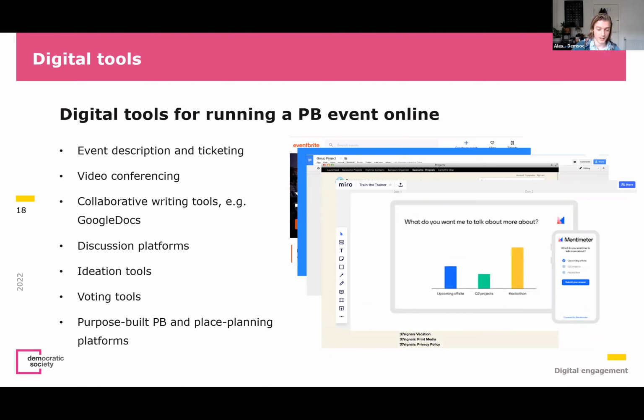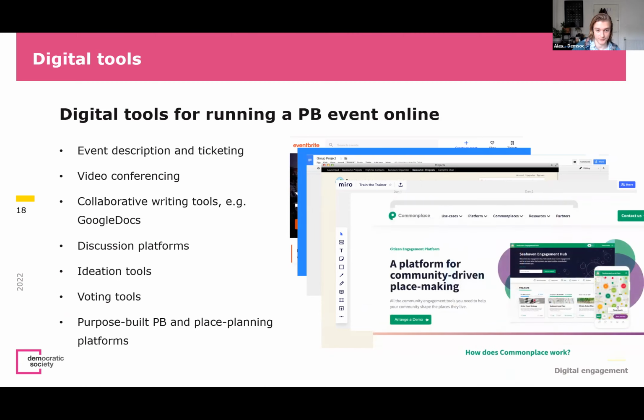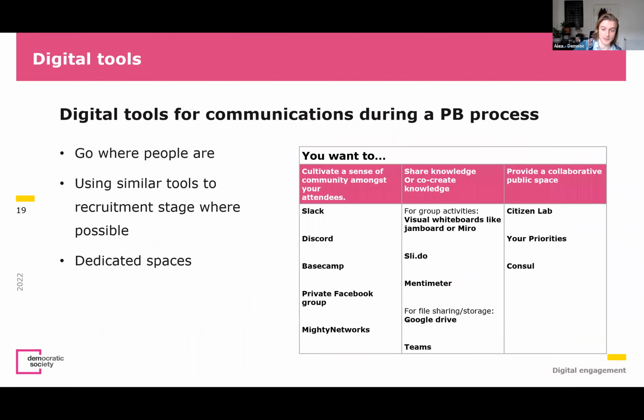And then you've got purpose-built platforms, so things like Commonplace, Your Priorities, Console, which are really that Swiss Army knife approach: a purpose-built platform for PB. They'll do a lot of those individual pieces that we've spoken about, but obviously come with some costs attached.